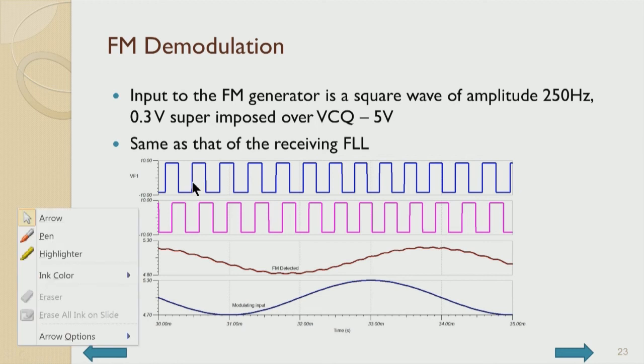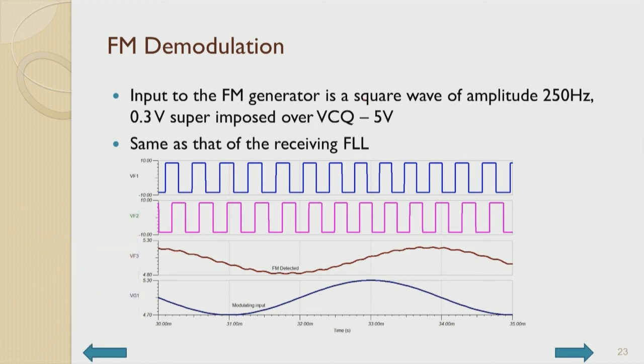Of frequency 250 hertz, low enough, so that this is the modulating input and this is the output. You can see the amplitudes are the same. If it is low enough, the amplitudes will be the same. That means, actually speaking, if you consider F naught by Fi, it is going to be 1, but it can peak and come down.